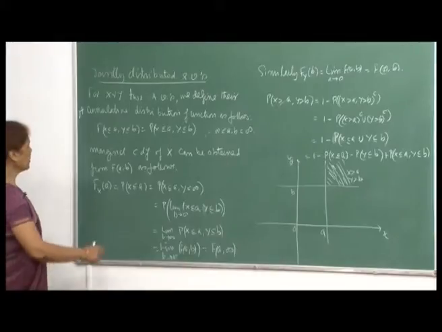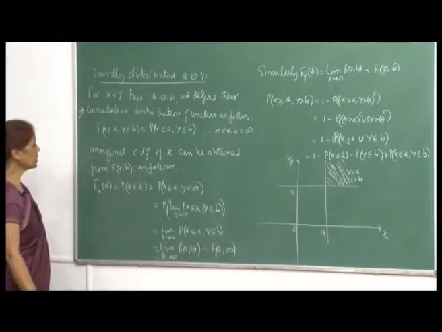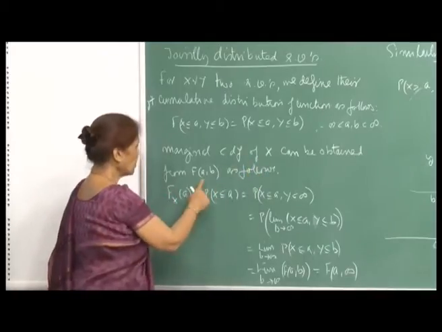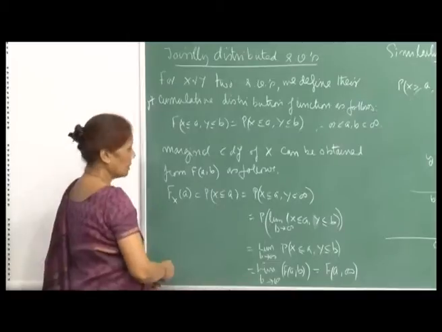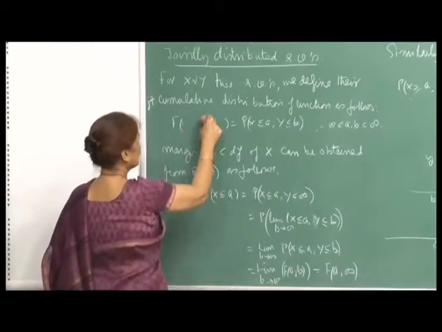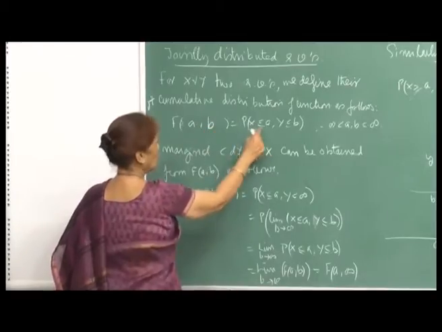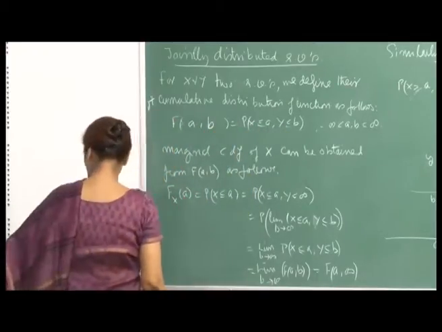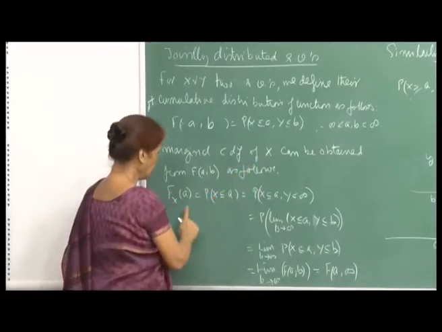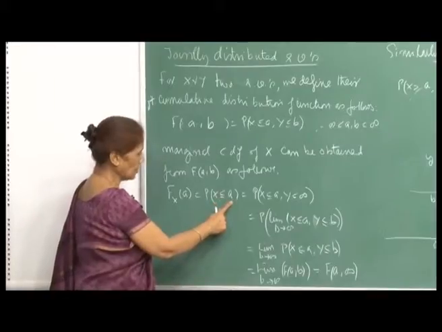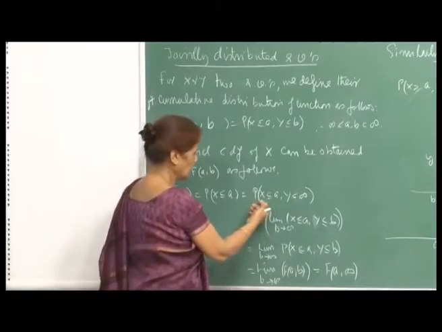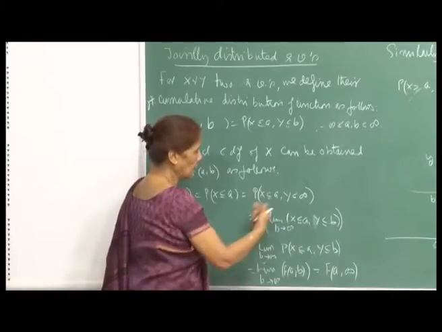Then the moment you define the joint CDF, the cumulative distribution function, you can talk of the marginal CDF. For example, the marginal CDF of X can be obtained from F(a, b) as follows. The probability part comes here: X less than or equal to a, Y less than or equal to b. So, from F(a, b) we can obtain the marginal CDF of X. This is F_X(a), which is the probability X less than or equal to a. That means Y is allowed to take any possible value, so probability X less than or equal to a and Y less than infinity.